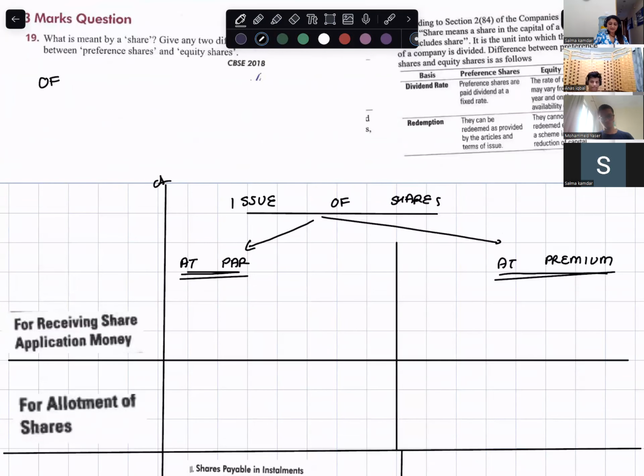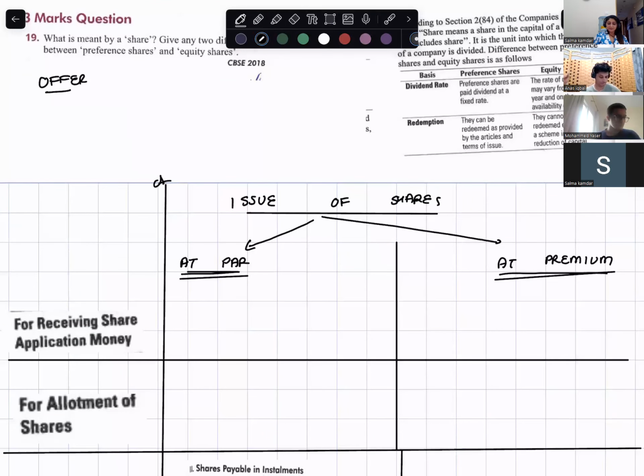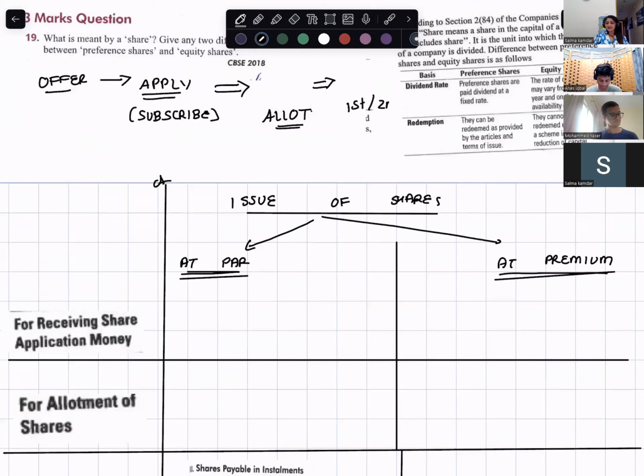First, I will offer the shares to the public. Then people will apply for the shares, which I can say means that the people will subscribe to the shares. Are you with me? After they subscribe to the shares, what will happen? I will allot them the shares. After the allotment of shares is done, I can do my first, second, or third call. Are you with me?